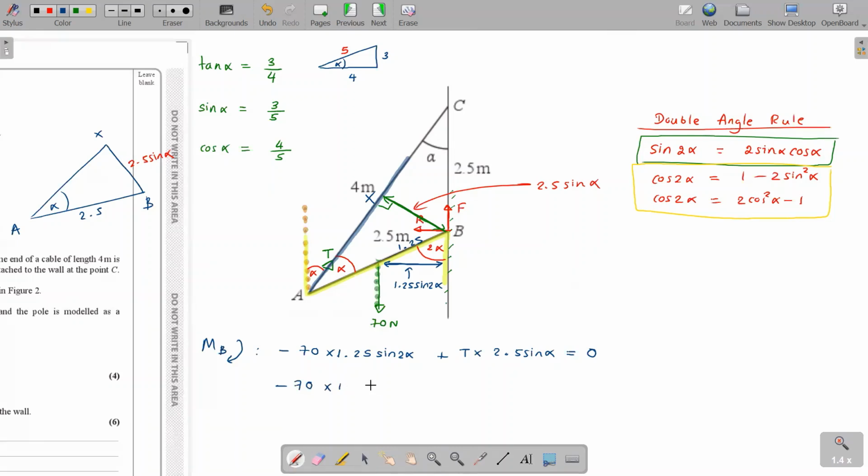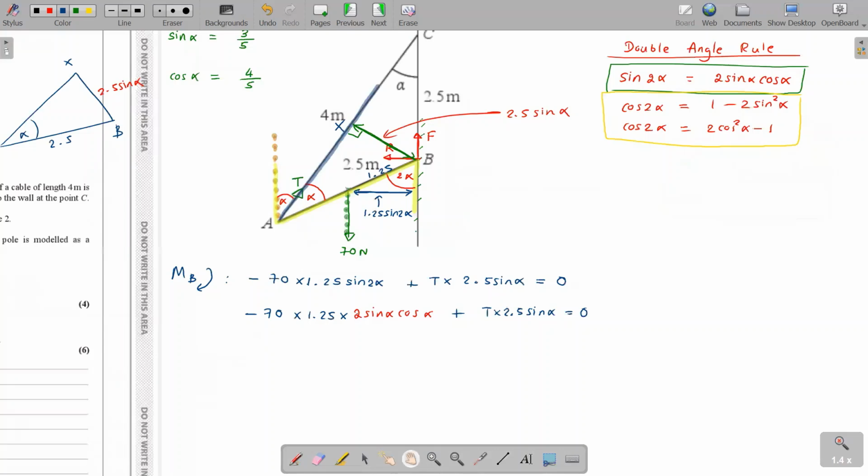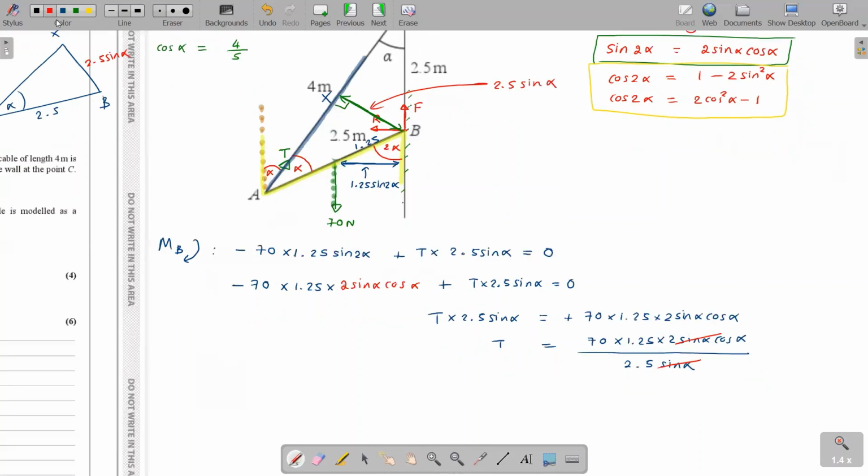Minus 70 into 1.25 into sin 2 alpha, which is 2 sin alpha cos alpha, plus T into 2.5 sin alpha. Shall I take this entire negative term to the other side? T into 2.5 sin alpha. Minus 70 becomes plus 70 into 1.25 into 2 sin alpha cos alpha. Divide by 2.5 sin alpha. This sin alpha would cancel, right? Input the value for cos alpha, get the answer.